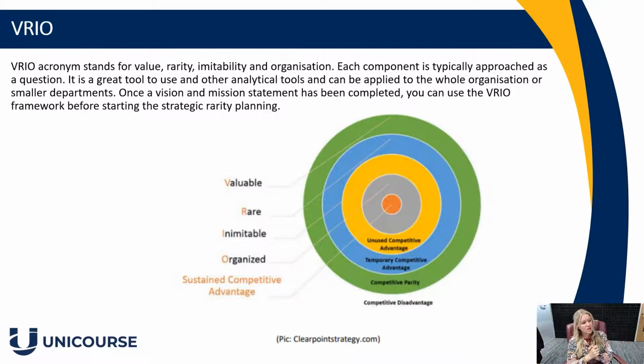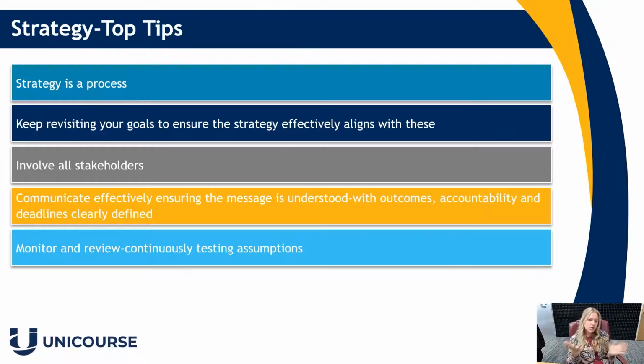So once a vision and mission statement has been completed, you can use the VRIO framework before starting the strategic planning. Some top tips when thinking about strategy: strategy is the direction and the scope of an organisation over the long term, which achieves advantage in a changing environment through its configuration of resources and competencies. Going back to that definition, strategy is about process. It is a process.